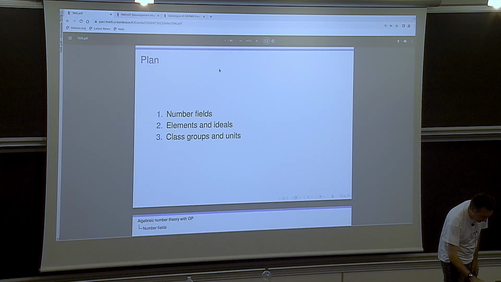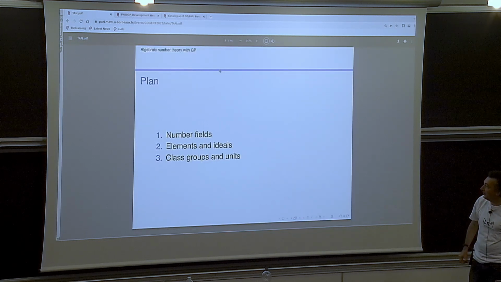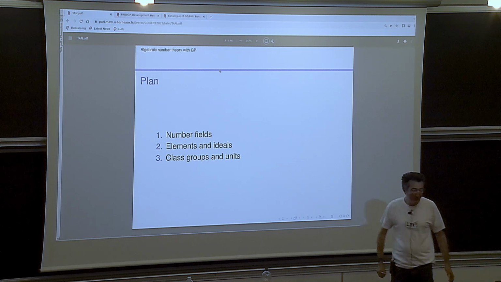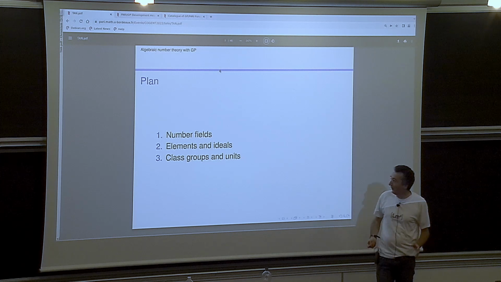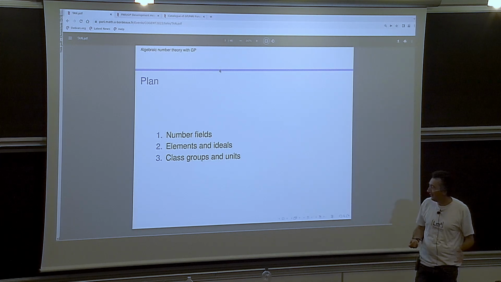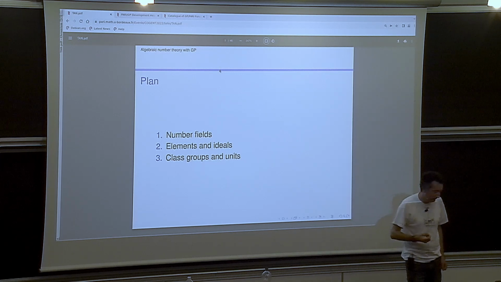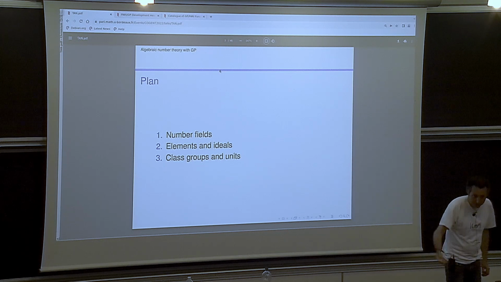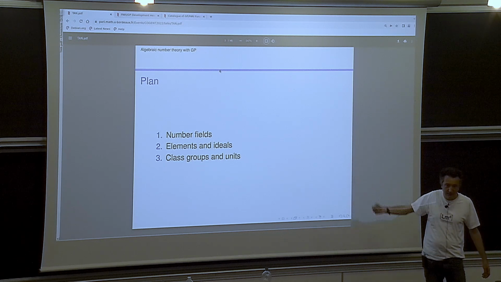Okay, so there are two topics. I'm not sure we can do all of them, but first, how to define number fields, how to work with elements and ideals, and then how to work with class groups and units. And the other topic PARI/GP can do is class field theory.